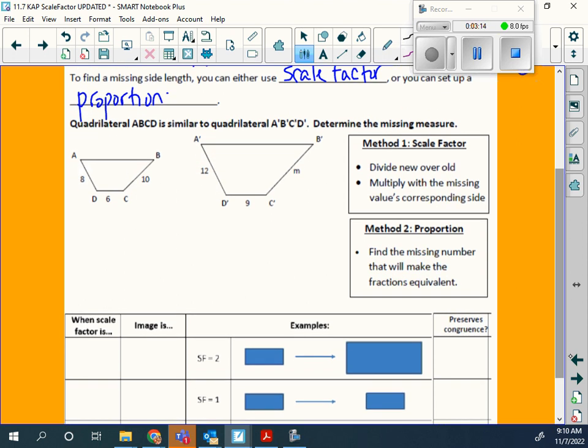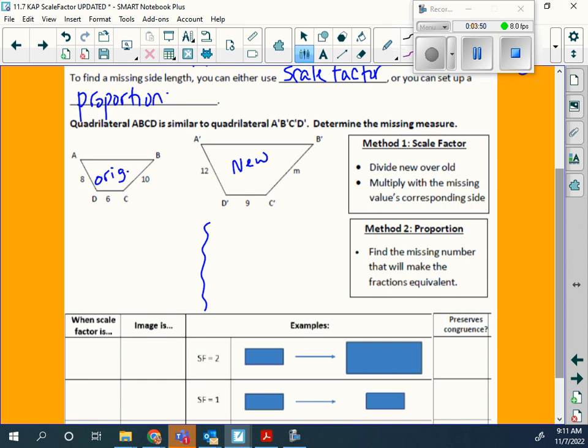Okay. So I want you to take this little space and divide it in half, because we're going to solve this problem both ways. All right. Quadrilateral ABCD is similar to ABCD prime. Do you see? So which one is the new one and which one is the original one? The one with the prime marks is the new. And this one is the original. And I would label that every time. Okay, because that's going to be important.